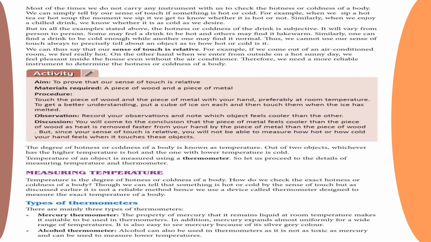Test the piece of wood and the piece of metal with your hand, preferably at room temperature, to get a better understanding. Put a cube of ice on each and then touch them when the ice has melted. What is your observation? Record your observation and note which object feels colder than the other. Discussion. You will come to the conclusion that the piece of metal feels cooler than the piece of wood, as heat is removed faster from your hand by the piece of metal than the piece of wood.